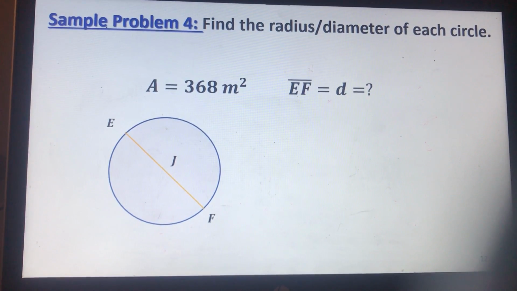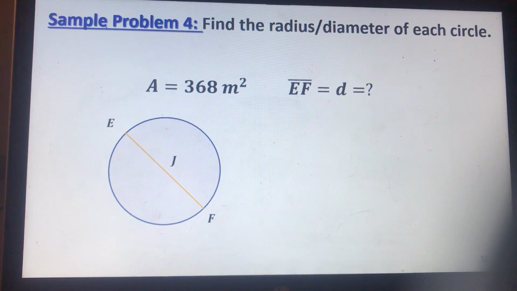Now moving on to sample problem number 4, it's the same thing. They're giving us the area of the circle. That means that within that circle, which is circle J, we have 368 small square units embedded within it. Given the area, we don't have to find R, but we do have to find the diameter, which is the distance from E to F, represented here by chord EF. But remember, since this particular chord goes through the center, it's called the diameter, okay?